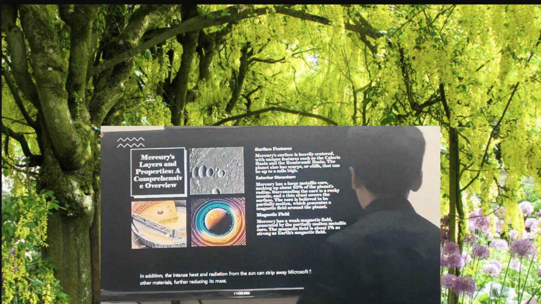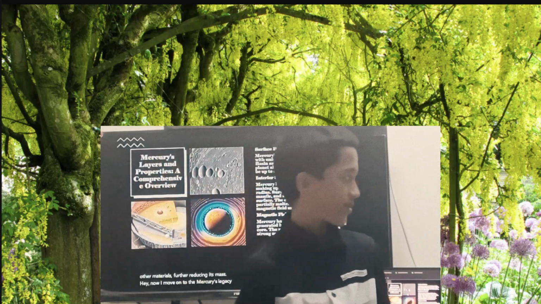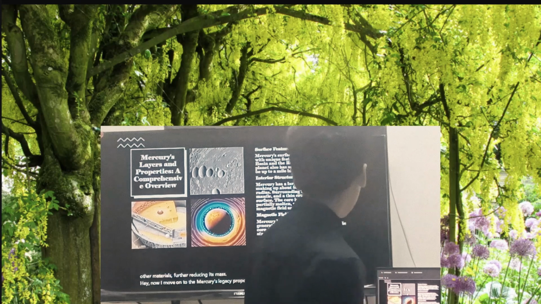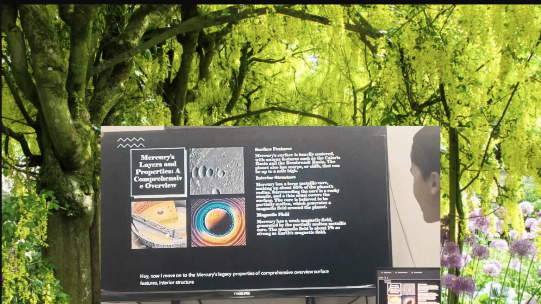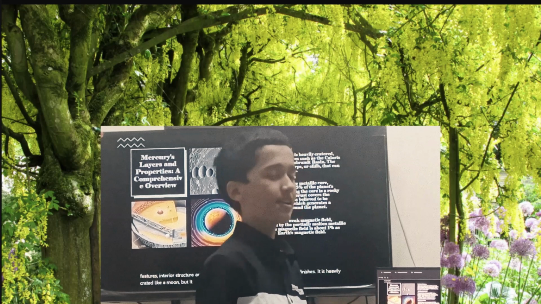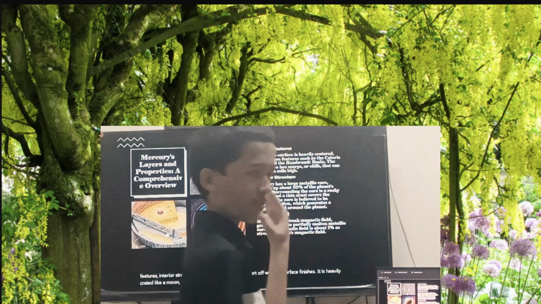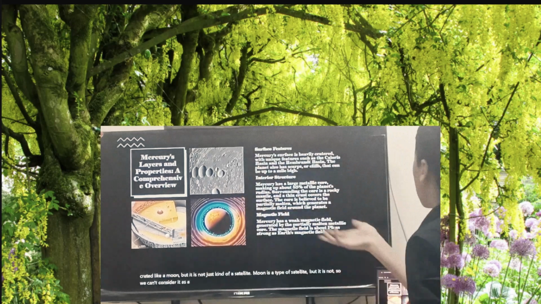Okay. Now we move on to Mercury's layers and properties, a comprehensive overview: surface features, interior structure, and magnetic field. Let's start off with the surface features. It is heavily cratered like the Moon, but it is not a satellite. The Moon is a type of satellite, but Mercury is not, so we can't consider it as a moon. I mean, it has a moon.